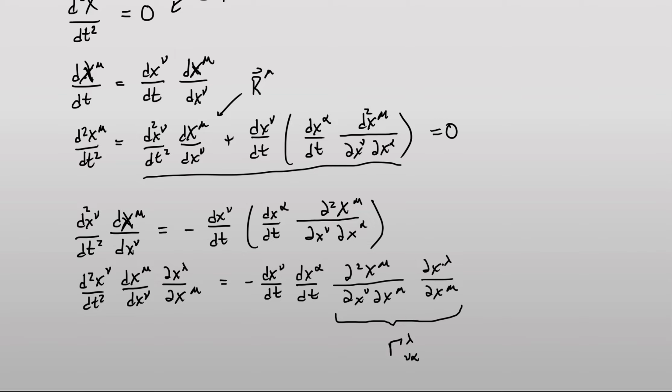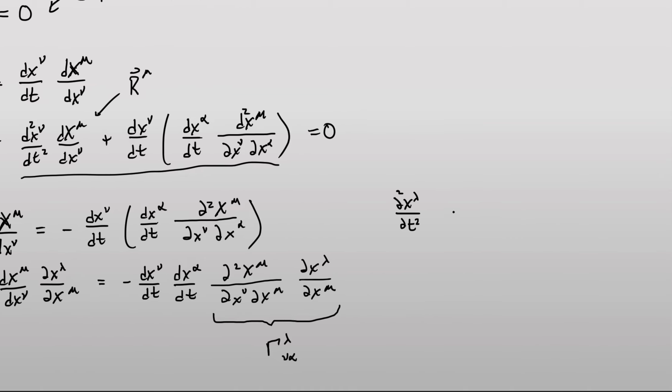And so we end up getting that dx lambda with respect to time, so we have this extra d out here, so dx lambda with respect to time squared, the double derivative, is equal to these guys. The negative, well, we can actually absorb the negative into our Christoffel symbols. I won't though. We have dx nu dt, and then dx alpha dt times our Christoffel symbol, gamma nu alpha. This is the equivalence principle.